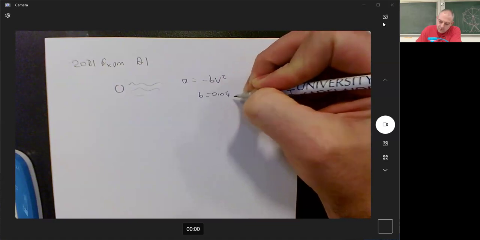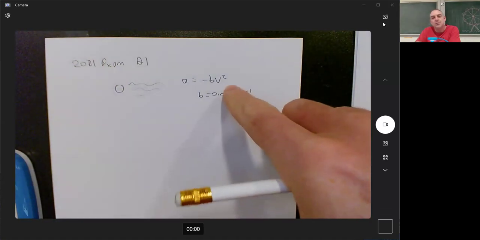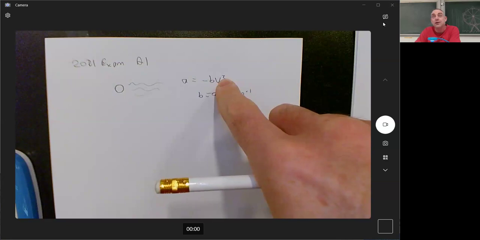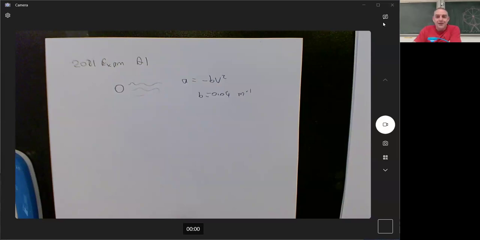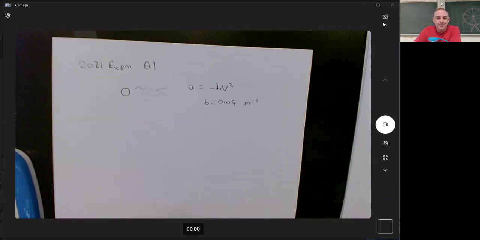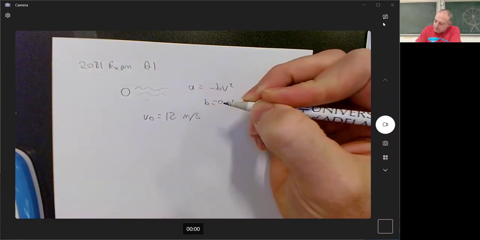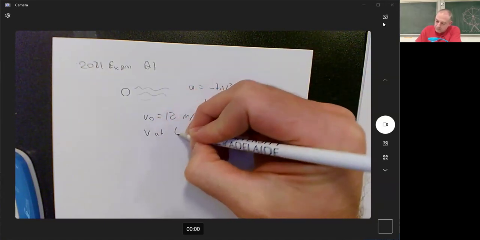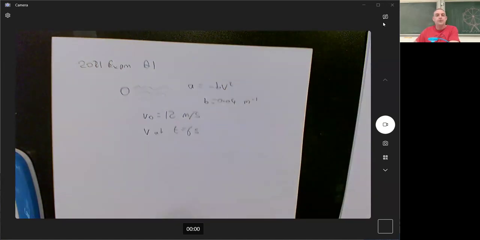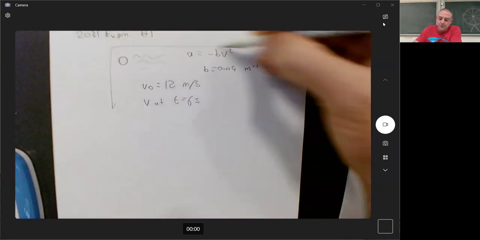b is 0.04. That makes sense for it to be meters to the minus 1, because this is in meters per second and all of that squared. So that's meters squared per second squared. And so if you divide by one of the meters, you'll get meters per second squared. That freaked me out for a bit. v naught is 12 meters per second. And we want v at time being 6 seconds. All right. So that's the original question.